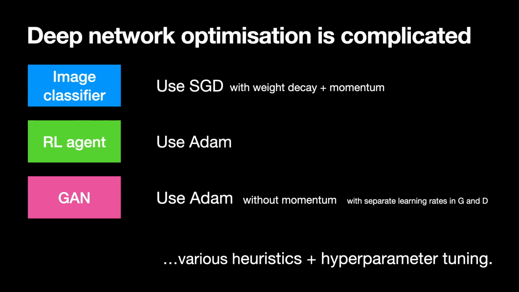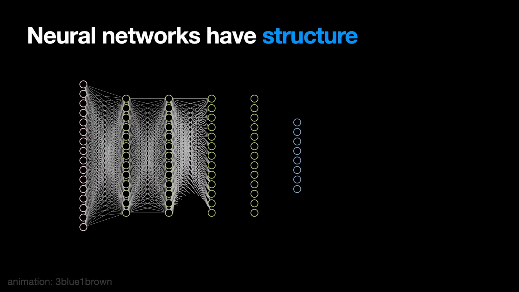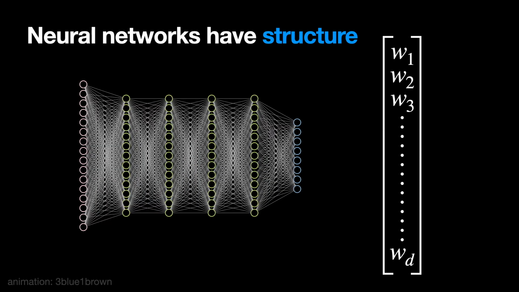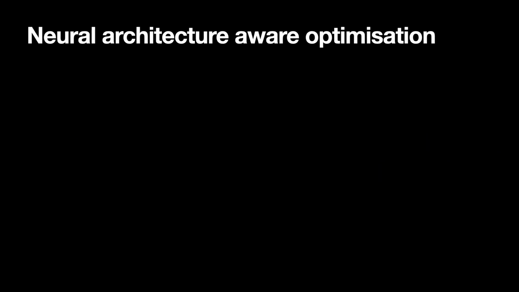So what's going wrong? Well, neural networks have a lot of structure, but popular techniques ignore this structure and operate on a flattened weight vector. The goal of our paper was to design an optimizer that works out of the box by accounting for the neural network structure. We call this neural architecture-aware optimization.